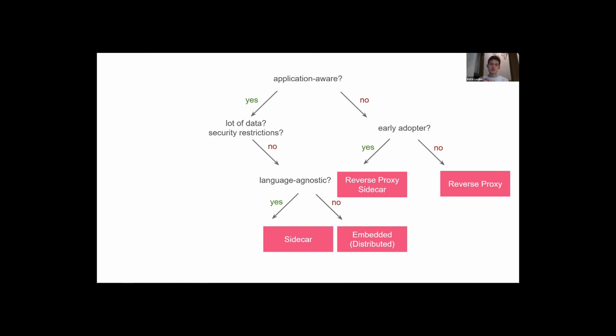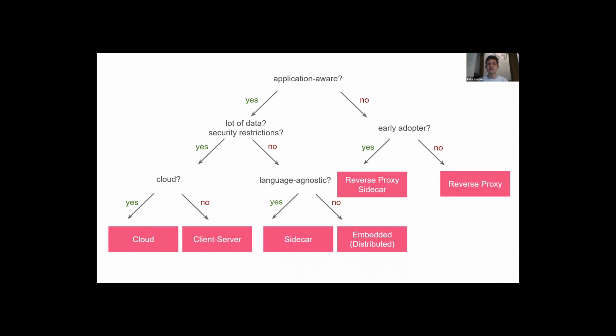Now, if you use a lot of data, you need some complex computation, some security restrictions, then the last question you need to ask is: is my deployment cloud? If no, use client-server. If yes, use a cloud solution. This is maybe an oversimplified decision tree, but it at least can give you the direction where to look.